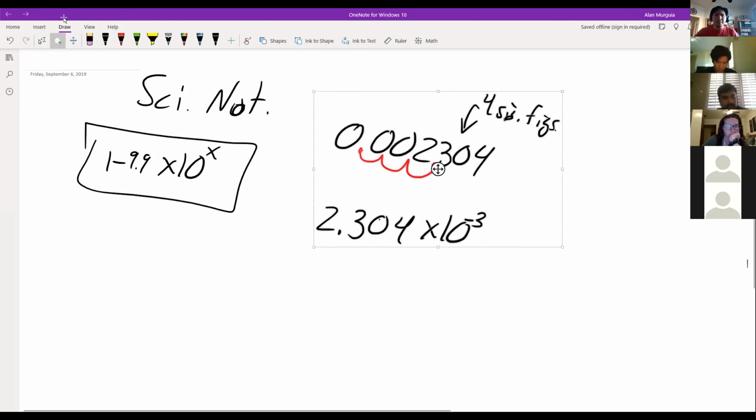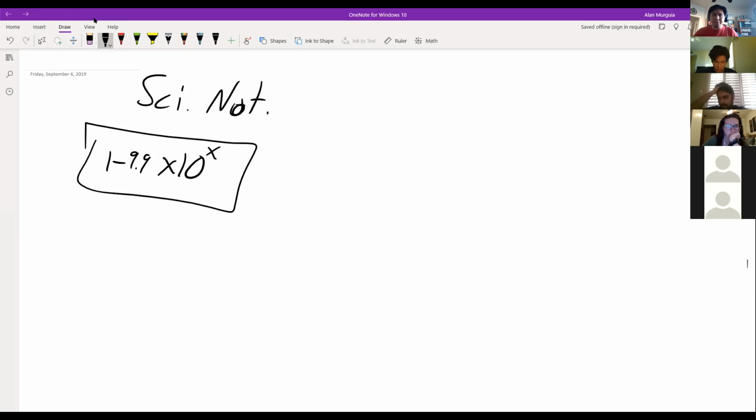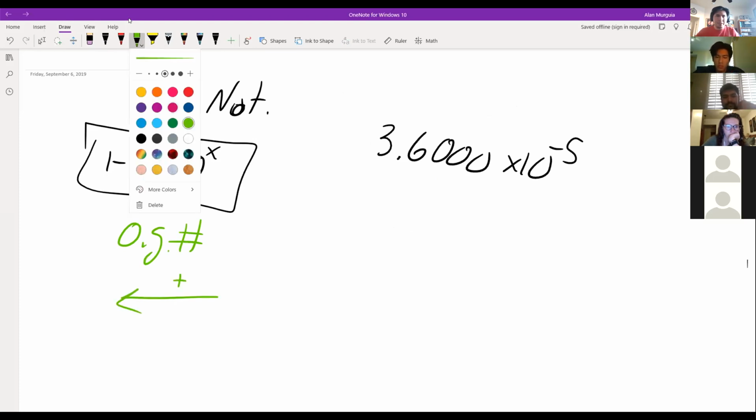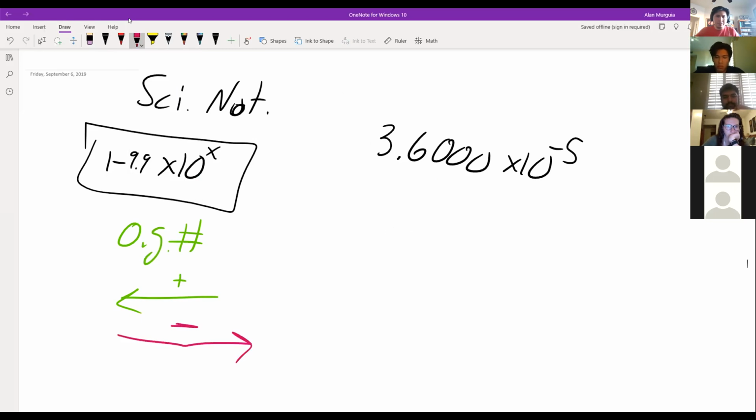So remember this: if you have a problem that asks you to write the original number of, say, 3.6000 times 10 to the power of -5, just remember, going from your original number, if you have to move the decimal to the left, the exponent is positive. But if you have to move it to the right, then your exponent is going to be negative. So if I want to convert 3.6000 times 10 to the power of -5 to my original number, what direction do I need to move this decimal in order to make it my original?